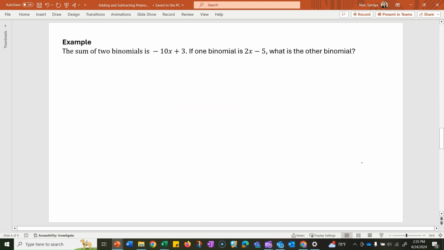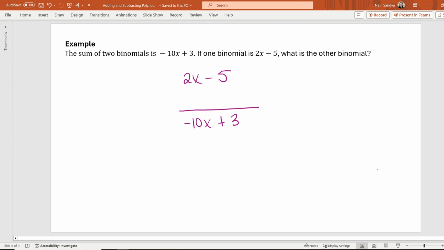Here it says the sum of two binomials is negative 10x plus 3. So in this problem, we're basically given the answer already, right? We have negative 10x plus 3, and it tells us that one binomial is 2x minus 5. So we kind of have to think backwards and figure out what is the missing binomial.